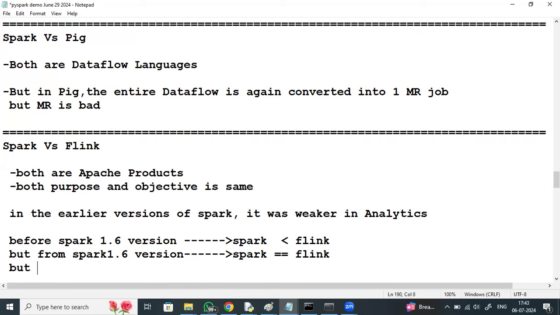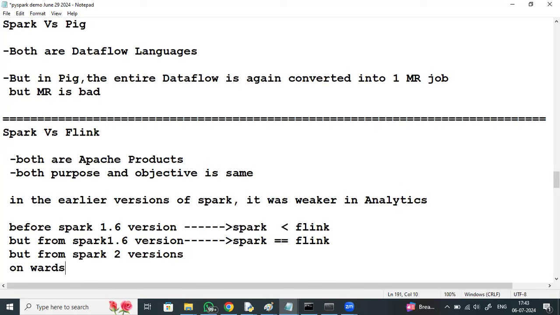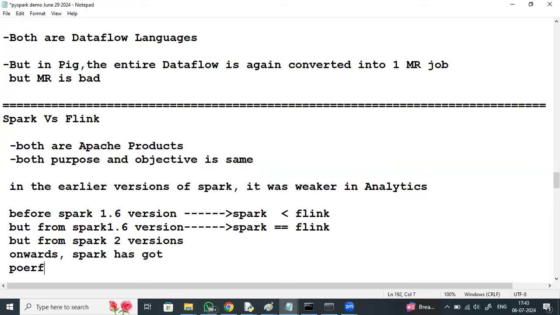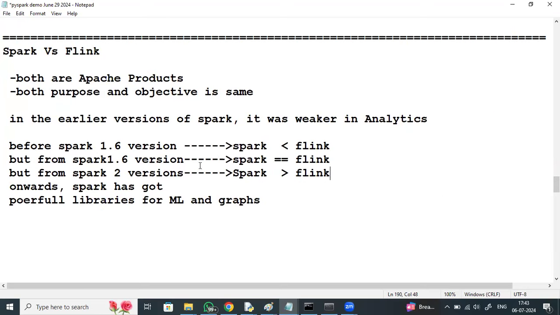But from Spark 2 version onwards, Spark has powerful libraries for ML and graphs, and Spark dominated Flink. That's why you don't hear much about the word Flink now. Flink dominated initially, but version after version Spark kept introducing powerful libraries, especially for streaming, machine learning, and graph algorithms. So it totally dominated Flink.